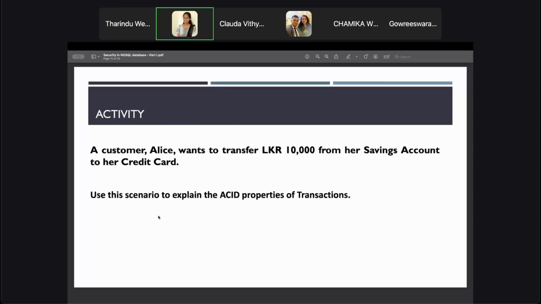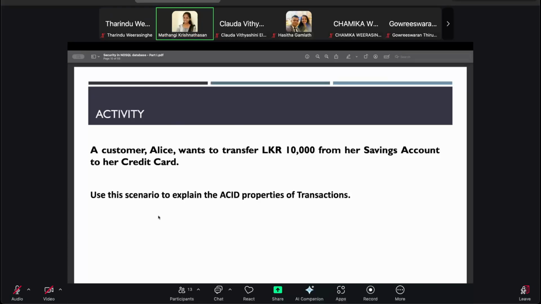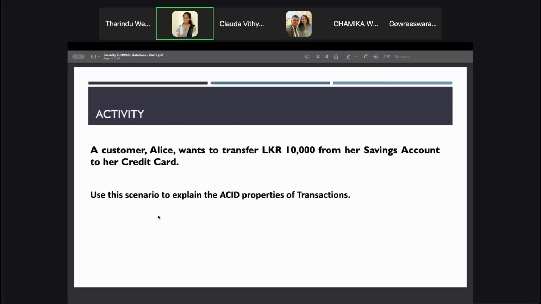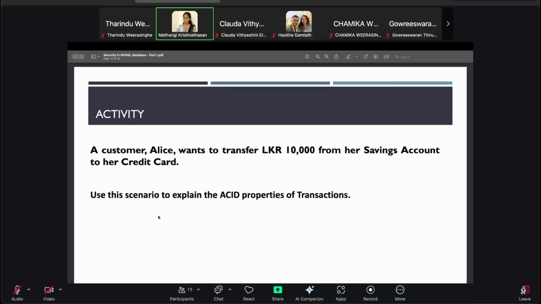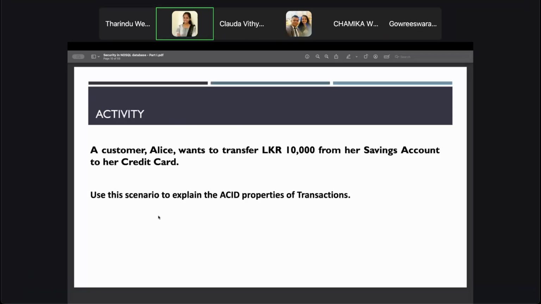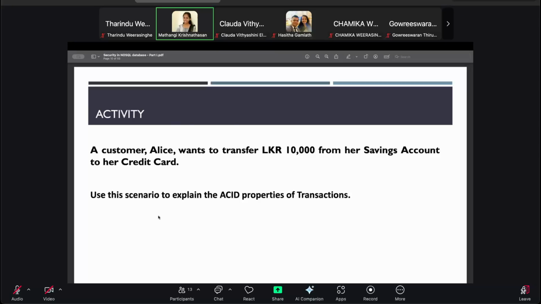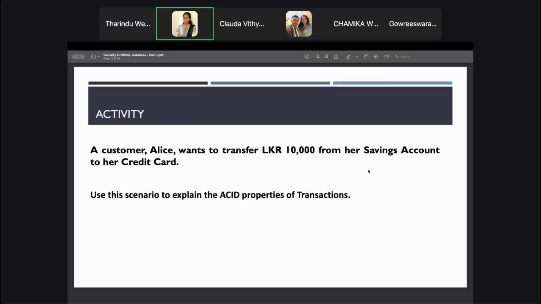Can you just think about this scenario? Let's say there is a customer, Alice. She wants to transfer a sum of LKR 10,000 from her savings account to her credit card account in order to pay the credit card money. Can you consider this scenario and explain ACID properties? Try to figure out how the ACID properties work if this particular transaction is happening. Just take a piece of paper and write. I'll give you 5 or 10 minutes. You can quickly do this activity. Then we can discuss it.